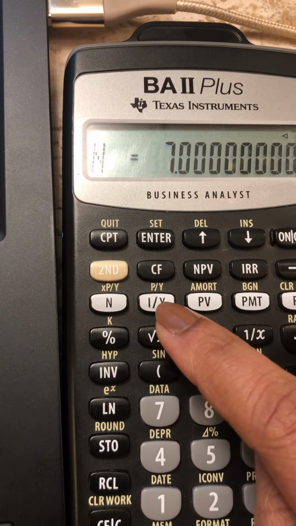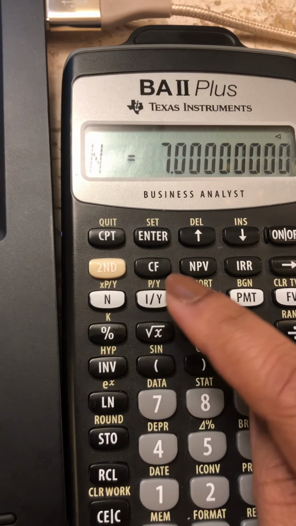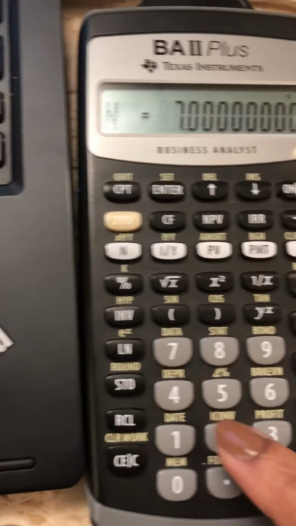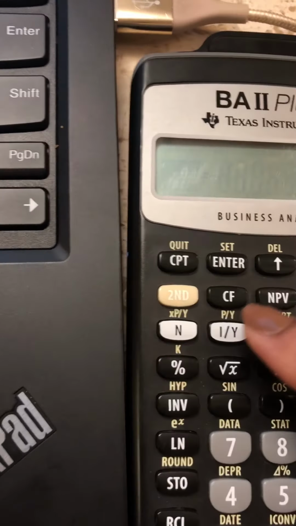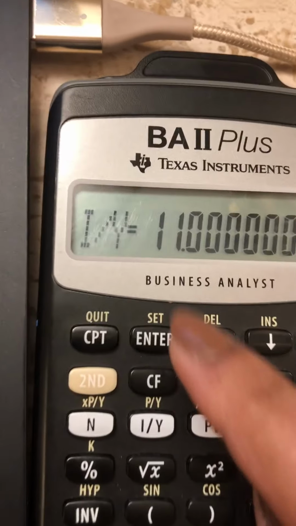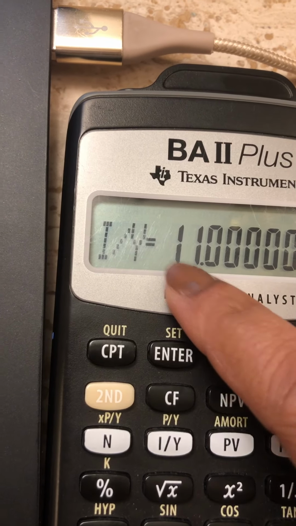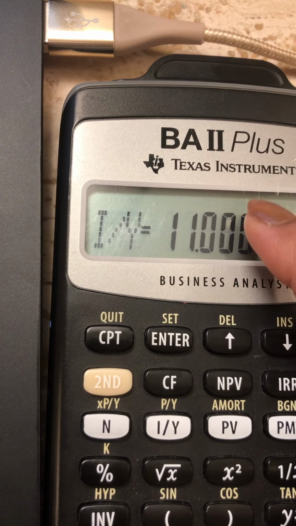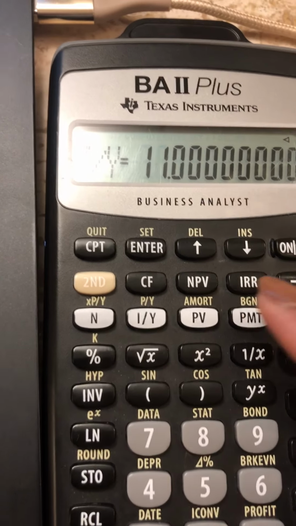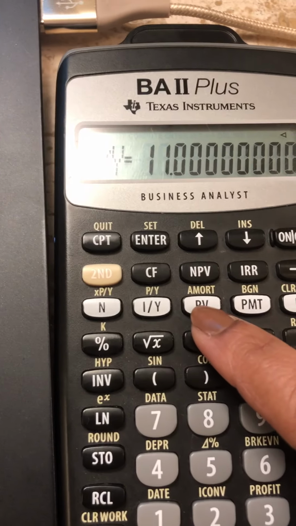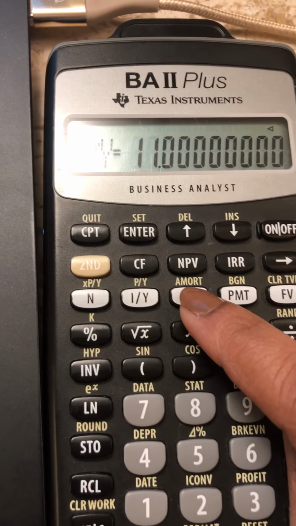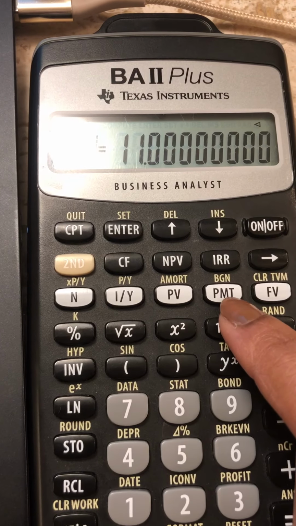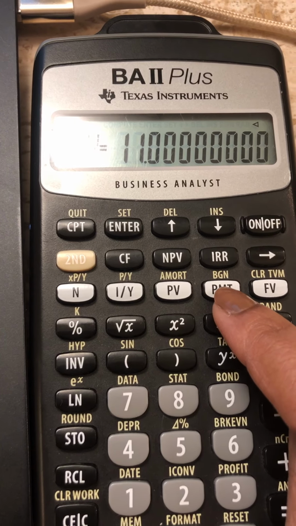After which I'm looking at the I/Y, which is essentially the yield to maturity, in this case 11%. So I have 11, and then I hit the I/Y button, setting the I/Y to 11, not 11% or 0.11, just 11. The PV is the present value, in this case the price of the bond, which I need to compute. So move to the next key, which is the PMT.